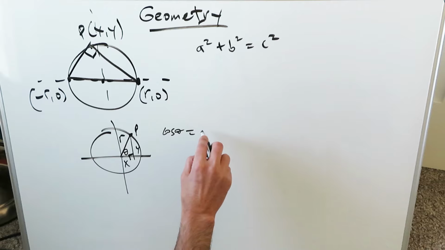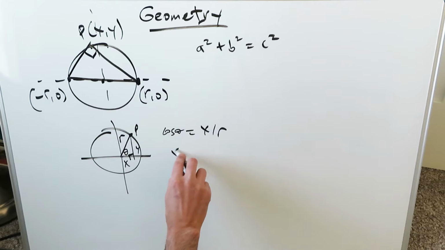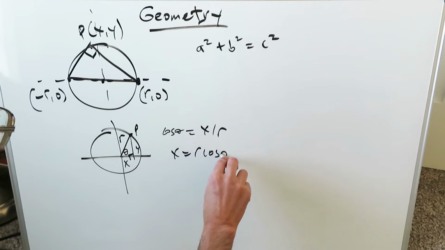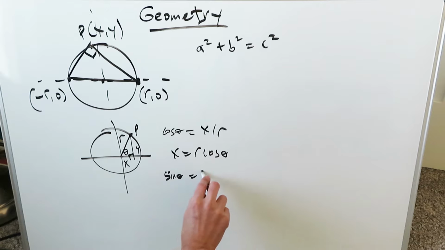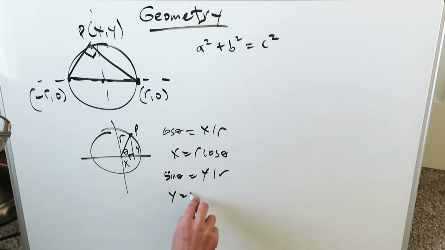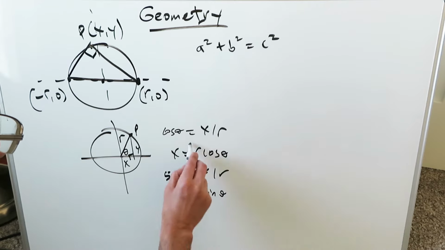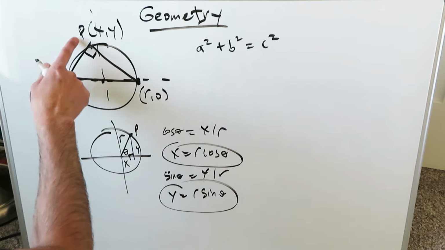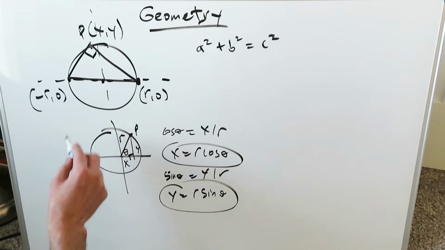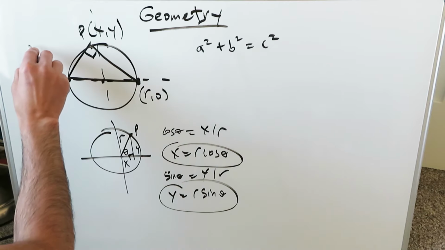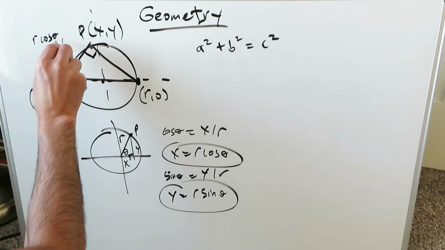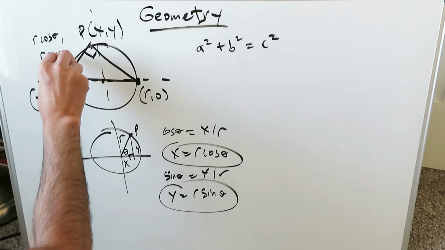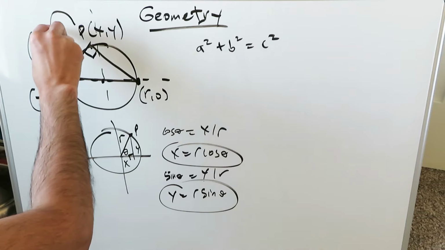Cosine theta is equal to x over r. X is equal to r cosine theta. Sine theta is equal to y over r, and y is equal to r sine theta. These circled items are parametric equations. Theta is your parameter and they give you the values of x and y. That's what they are. So we know here x must be r cosine theta, and we know y must be r sine theta. These represent your point P.